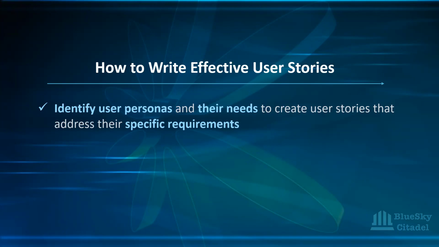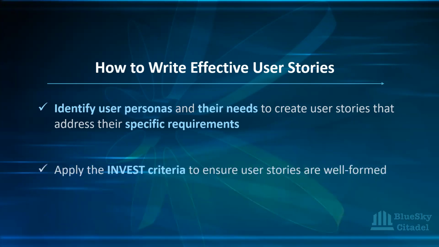The second thing to do when writing effective user stories is to apply what we call the INVEST criteria. And this will help to ensure that the user stories that you're writing are well formed. Okay, so we're going to look at this INVEST criteria. I'm going to tell you what this acronym stands for.